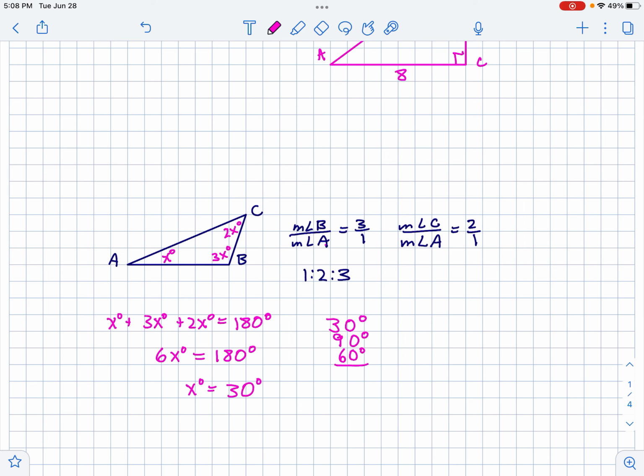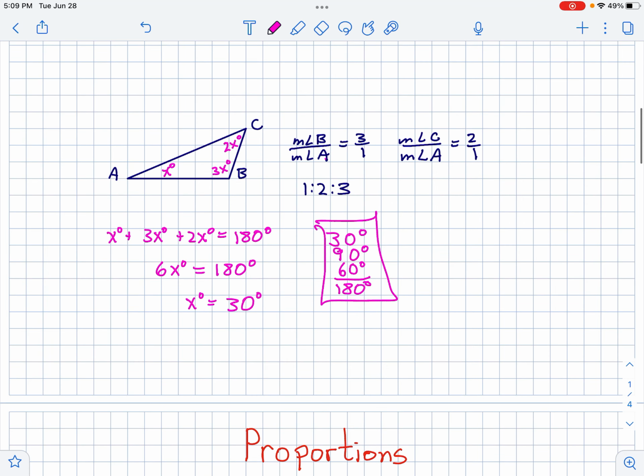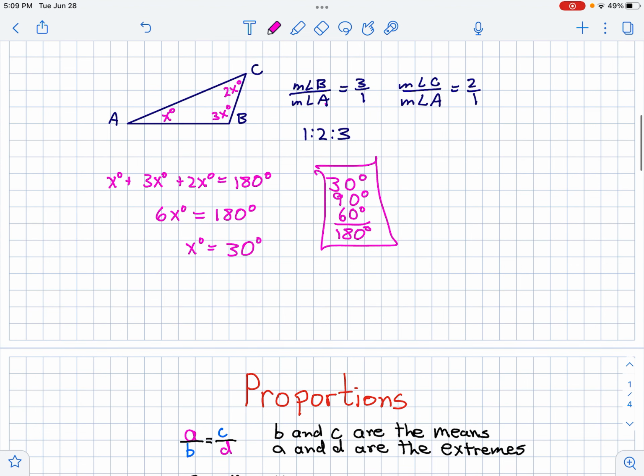Okay, so let's see what that looks like. 90, 60, 30. That's 180. Yeah, that's it. So there you have it. Now, this triangle obviously doesn't have a 90-degree angle in it, but the way I set it up, it does. So the way I drew it doesn't match the answer. But that's okay. That illustrates my point, or how you can use these ratios.